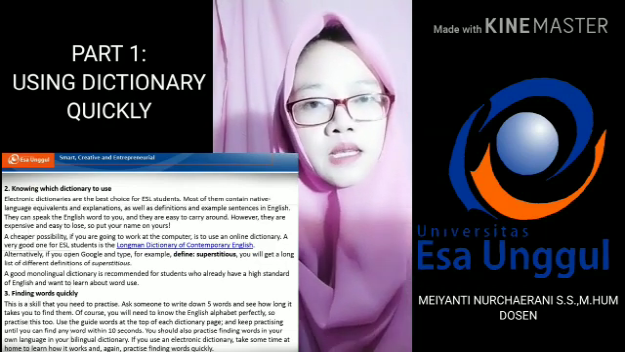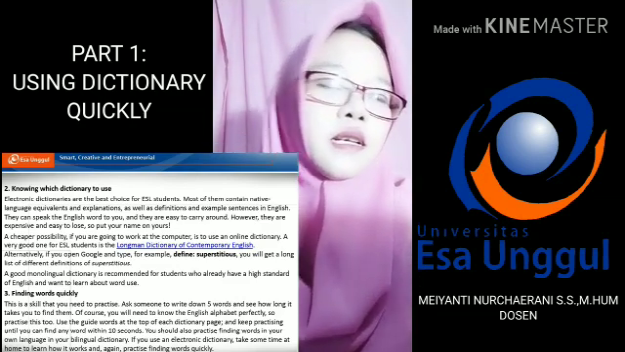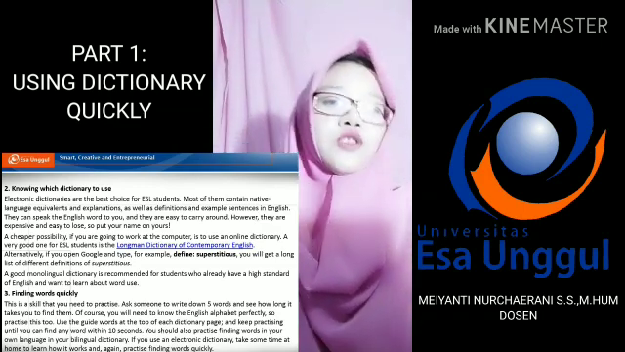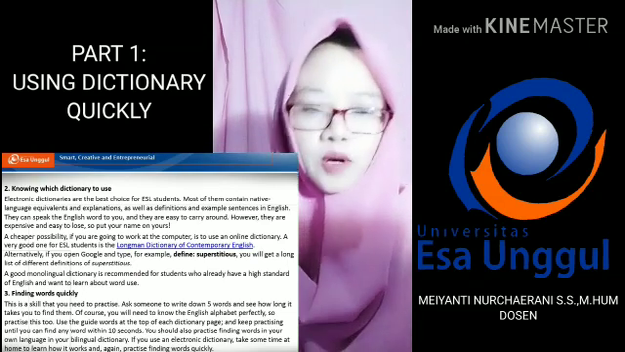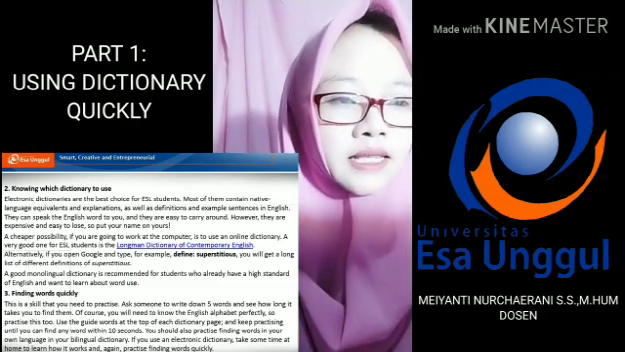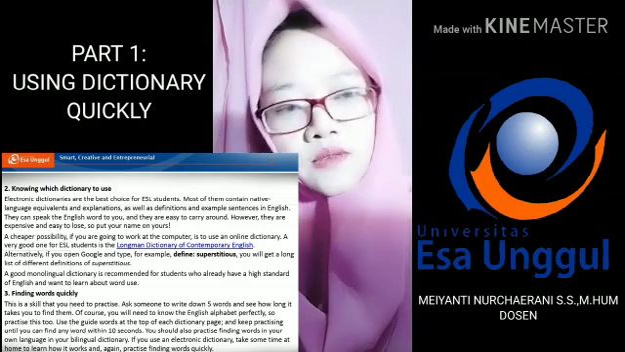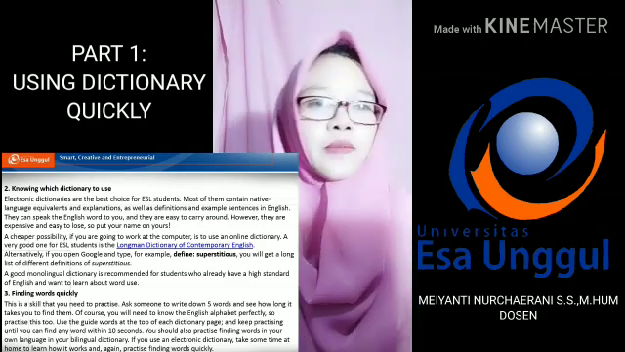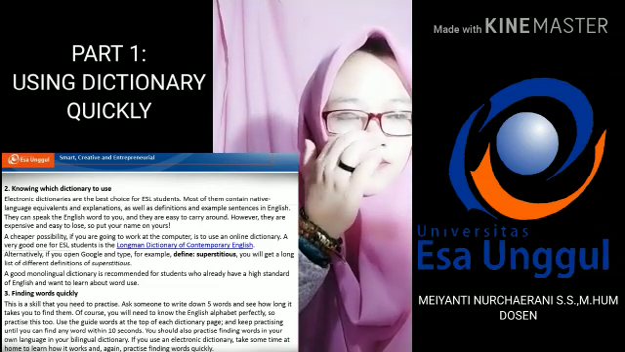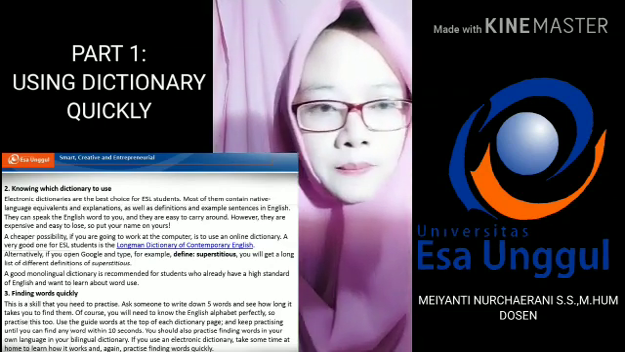A cheaper possibility, if you are going to work at the computer, is to use an online dictionary. A very good one for ESL students is the Longman Dictionary of Contemporary English. Alternatively, if you open Google and type, for example, define superstitious, you will get a long list of different definitions of superstitious. A good monolingual dictionary is recommended for students who already have a high standard of English and want to learn about word use.